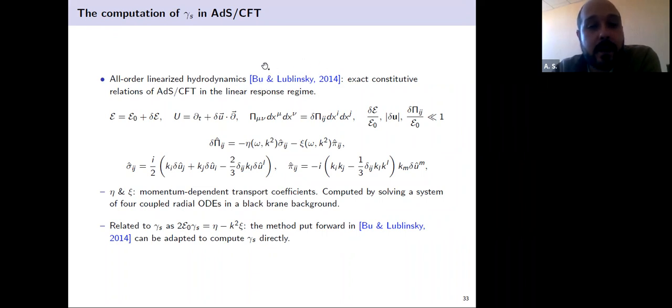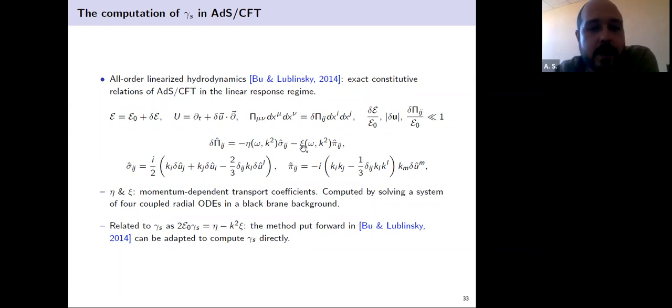So what these authors found, in a sense, were the exact constitutive relations of the energy momentum tensor in AdS/CFT in the linear response regime, which, going back to the notation that I employed in the linear response theory part of the talk, take the following form. So in Fourier space, the dissipative tensor would be proportional to the shear tensor, this pi tensor, which we have seen before. And the proportionality constants would depend on the frequency and momentum, and would be interpreted as dynamical transport coefficients, or momentum dependent transport coefficients.